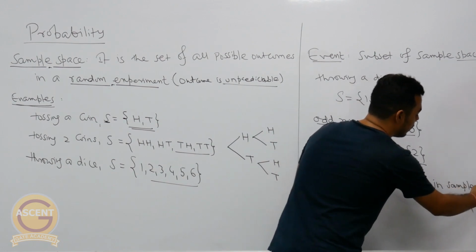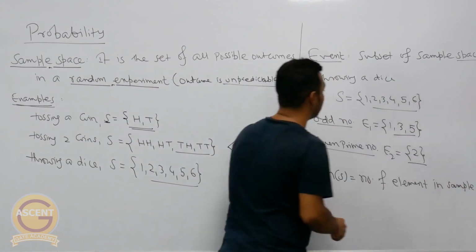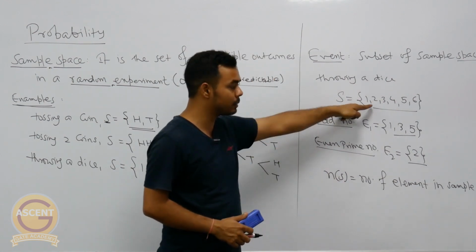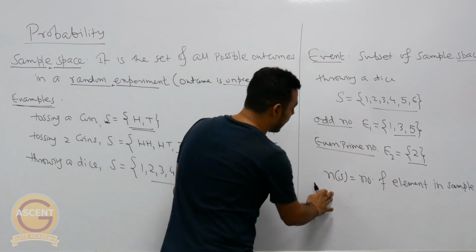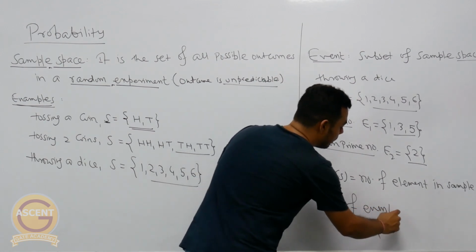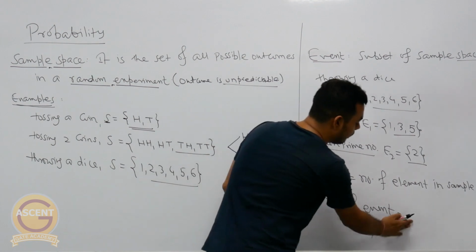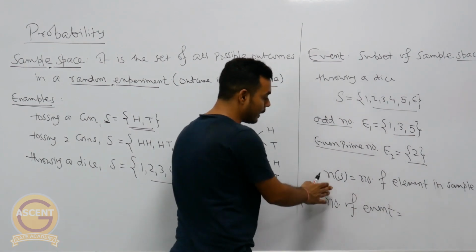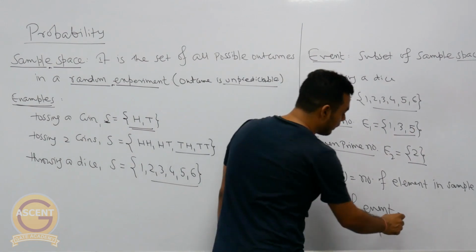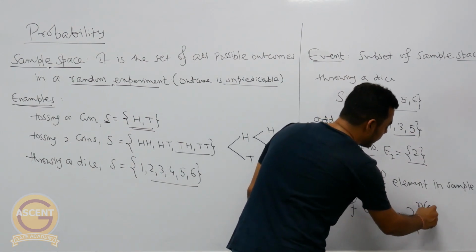Say NS is the number of elements in the sample space. For example, if we are throwing a dice, then in that case a total of 6 possibilities are there. So this means NS will be 6. In that case, the number of events, which is nothing but the number of subsets, is a very standard formula which you have to remember. If NS is the number of elements in the sample space, then the number of events will be simply 2 to the power NS.